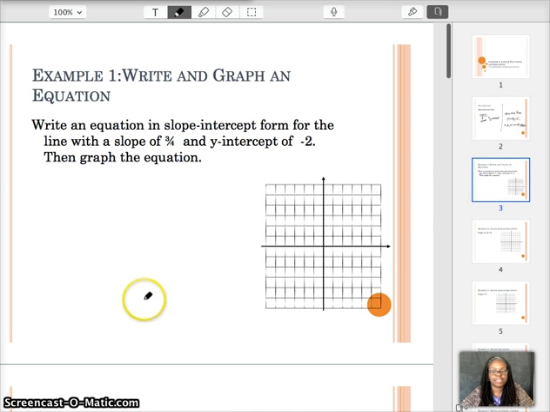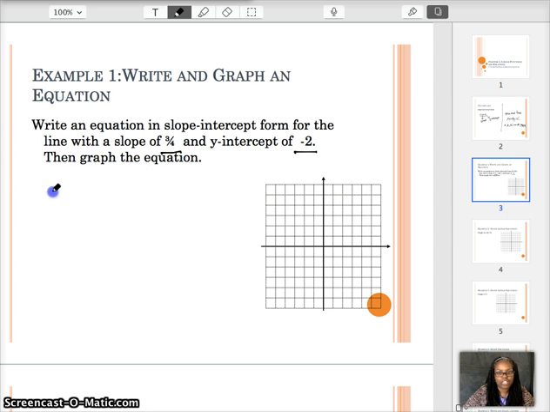Let's take a look at our first example. Example 1 says write and graph an equation. We're going to be given some information. Write an equation in slope-intercept form for a line with a slope of 3/4 and a y-intercept of -2. Then we're going to graph the equation.